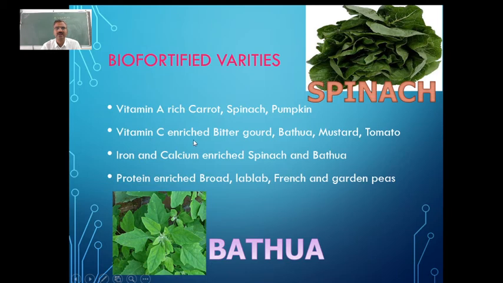And we have vitamin A rich carrot, spinach and also pumpkin. Then vitamin C enriched bitter gourd, bathua, mustard and also tomato. Iron and calcium enriched spinach and also bathua. These are the bathua leaves you can see, and spinach, which is commonly called palak.